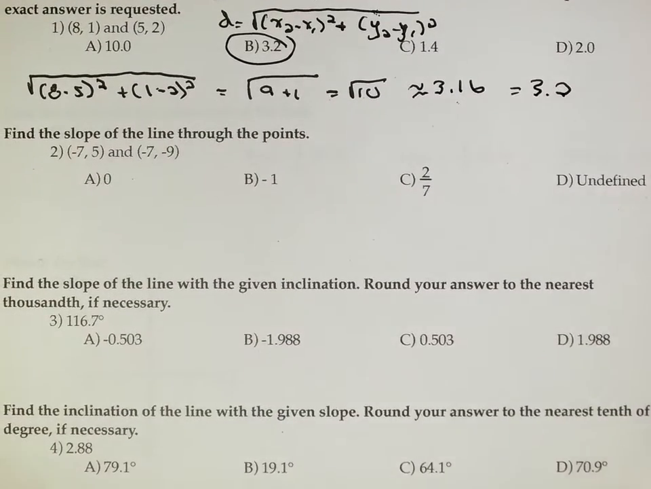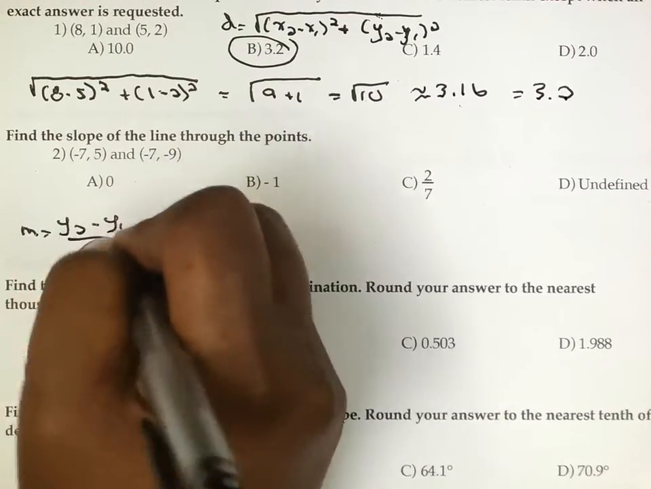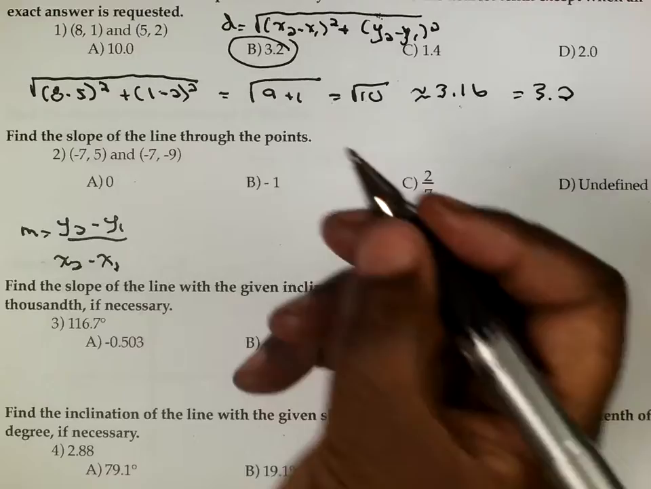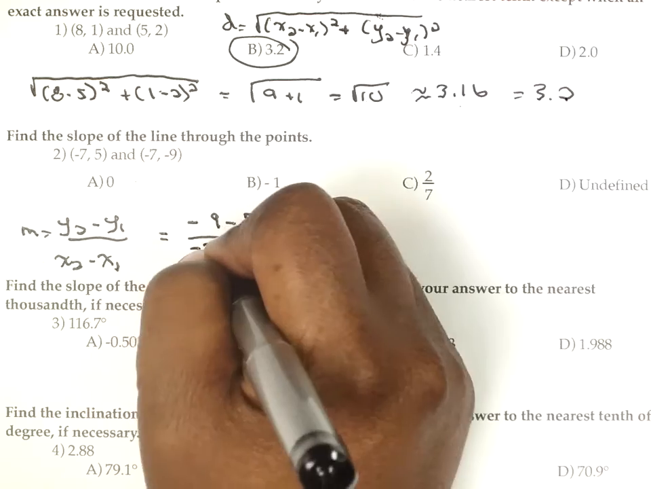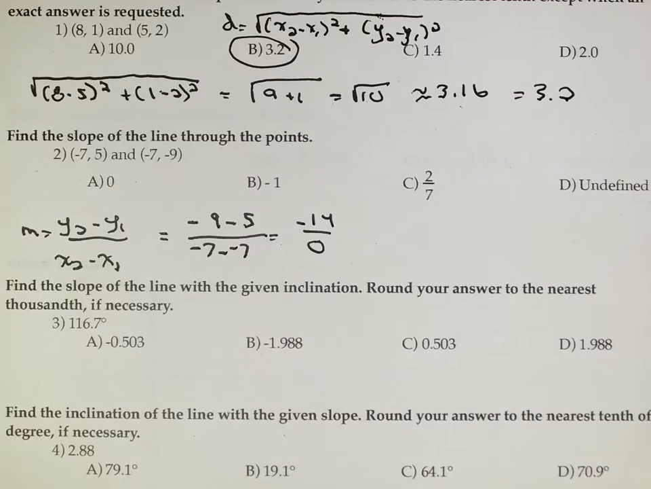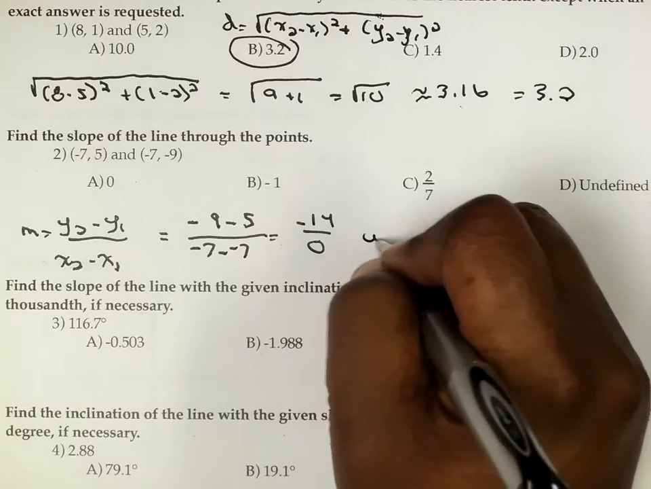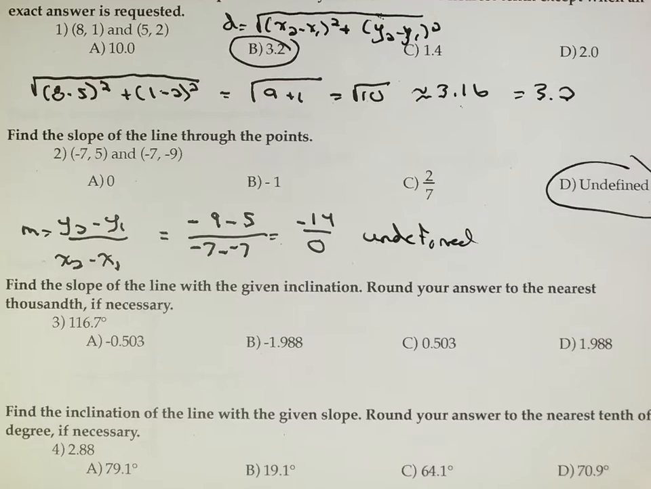Number 2, we're finding the slope of the line. So the formula for slope is y2 minus y1 over x2 minus x1. So we're subtracting the y coordinates on top, the x is on the bottom. So I'm going to put in negative 9 minus 5 over negative 7 minus negative 7. So I get negative 14 over 0. Well, division by 0 is undefined. So the slope of this line is undefined.